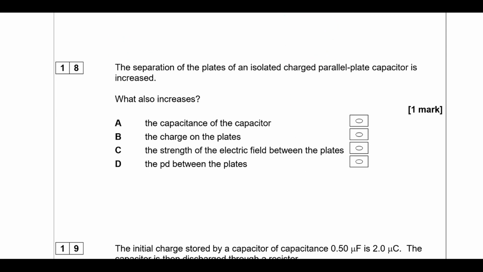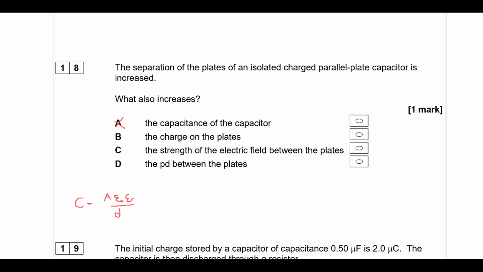Okay, so the separation of plates of an isolated charged parallel plate capacitor is increased. What also increases there? So the capacitance increases. No, that's not going to work. So you should know this equation to calculate capacitance: epsilon-naught epsilon-r A over d. So we know that increasing this plate separation actually decreases capacitance. So that's wrong.